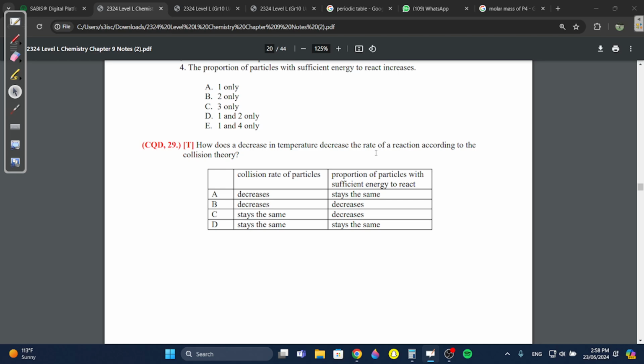Question 29: how does a decrease in temperature decrease the rate of reaction according to collision theory? What happens when temperature decreases? Obviously, the collision rate will decrease. But will the proportion of particles with sufficient energy to react stay the same or decrease? Surely, since the kinetic energy decreases when you decrease the temperature, the proportion of particles with sufficient energy will decrease.